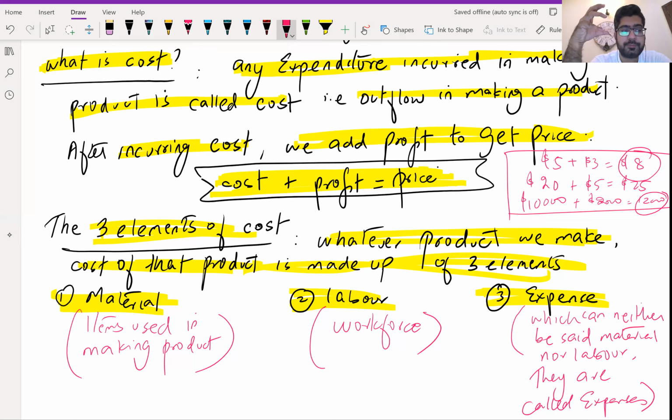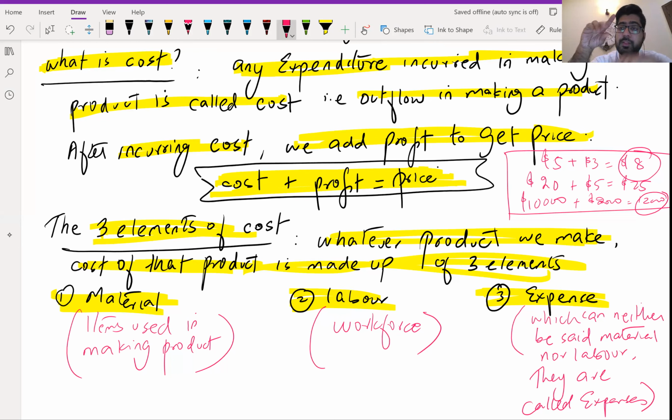Now, obviously, let me explain you about material. Let's suppose you have a wooden table in front of you. When you made that wooden table, was it for free? No. It incurred some cost, expenditure, that is cost. Now, how was that cost made up of? 3 things. Is this wooden table made of something? Yes, wood. That's material, item used in making product. Okay. Was some workers involved? Yes. Did you pay to workers? Yes. Labor.